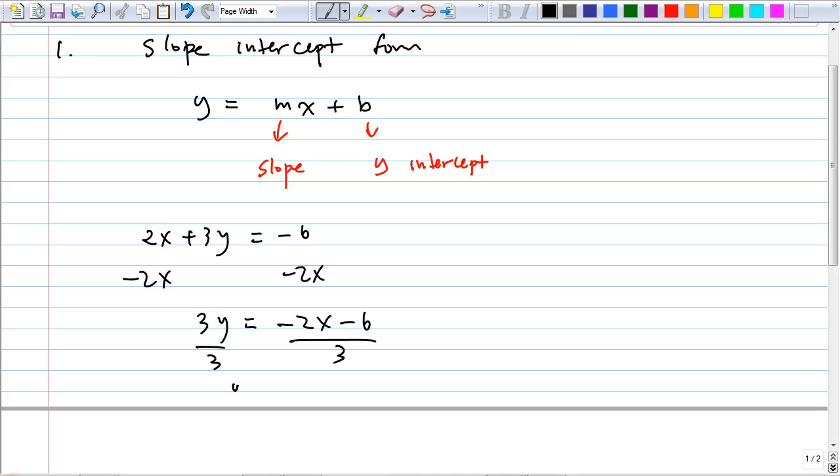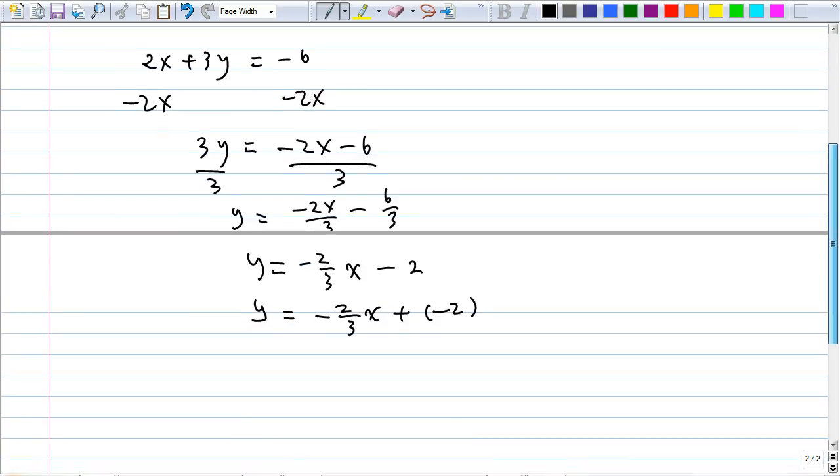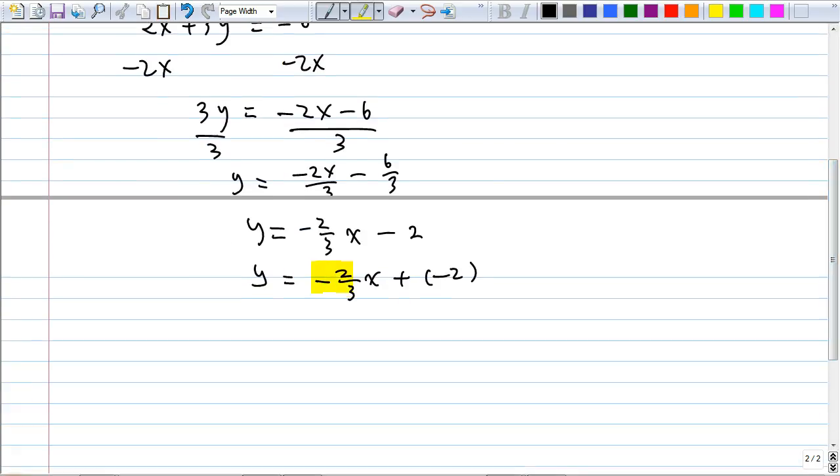The whole right side by 3, so we get y equals -2x over 3 minus 6 over 3. You've got to divide each of those terms by 3. So you get -2 over 3 x minus 6 over 3, which is -2. Now notice I have subtraction in the middle for this form, so is there a way to write this as an addition? The answer is yes. We can write this as y equals -2 over 3 x plus -2. Now let's try to graph this. We know that this -2/3 is your slope and -2 is your y-intercept.